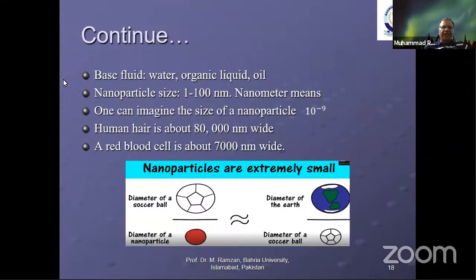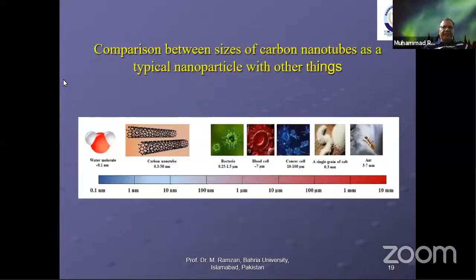A red blood cell is about 7,000 nanometers wide. You can see from this picture that the diameter of the soccer ball divided by the diameter of the nanoparticle is almost equal to the diameter of the Earth divided by the diameter of the soccer ball. So you can imagine how small this nanoparticle is. Here is a comparison of sizes, with carbon nanotubes as a typical nanoparticle, against other things. You can see the 10 millimeters, then the micrometers, and gradually it gets down to 0.5, 0.1 nanometer size. These are the carbon nanotubes, these are the bacteria, these are the blood cells.